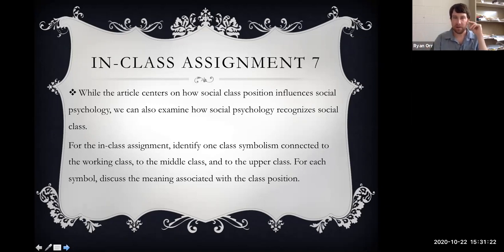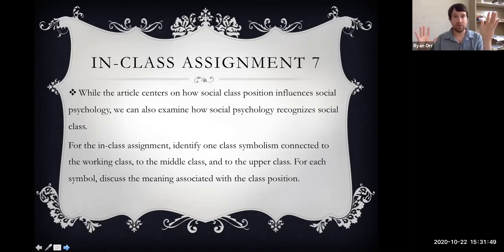I ask you to identify the symbolism for each, and then for each, briefly discuss how it symbolizes the class. As an example, you could say a Lexus automobile. It's an automobile, but it carries different symbolism. You just don't see it as a car. Often you see it as a car associated with the upper class. So that's what we mean when we're recognizing symbolism and putting people in a class position based upon that symbolism.